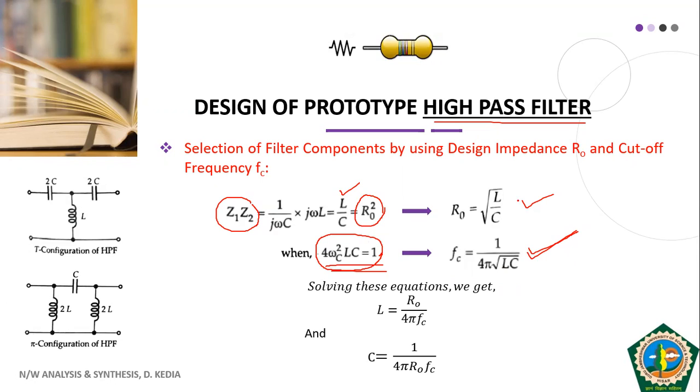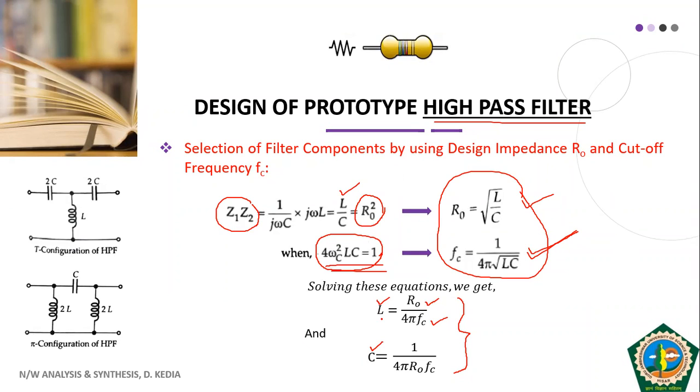And now what we are doing, by utilizing these two, we are finding out the value of L and the value of C in the form of your design impedance and your cutoff frequency. So the same logic will apply that we had applied for the low pass filter. This you have to memorize: for a prototype high pass filter, if you want to design a T configuration or pi configuration, then what will be the value of L or C if you know the design impedance and the cutoff frequency. Okay, so I hope everybody is clear on this.